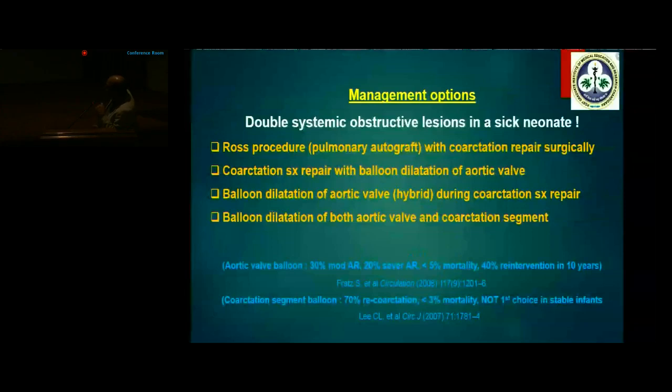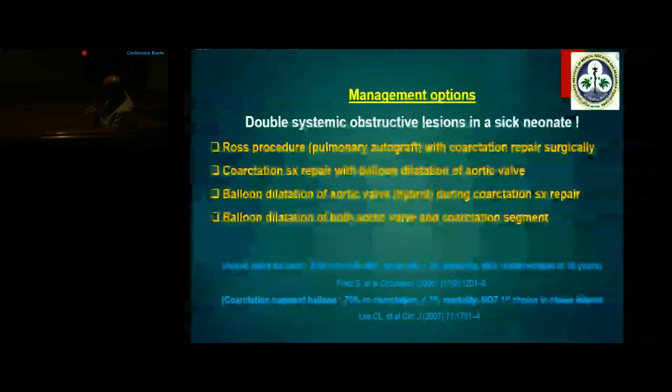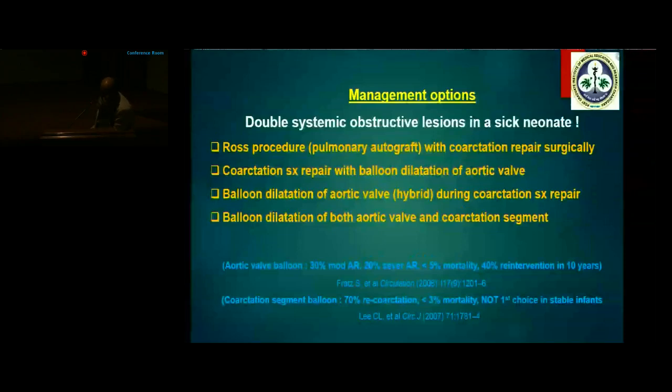30% is moderate AR, this is documented. 20% is severe AR, although mortality is acceptable, less than 5%, and more than 40% of them require re-intervention in 10 years. And our experience in the last 6 years or so is also almost the same. We also haven't had any mortality on the table so far. And coarctation segment balloon is not recommended in newborns or small infants because of the very high chance of recoarctation, more than 70%, although mortality is okay. Hence, it's not the first choice because almost always they're going to have recoarctation within few weeks and months.